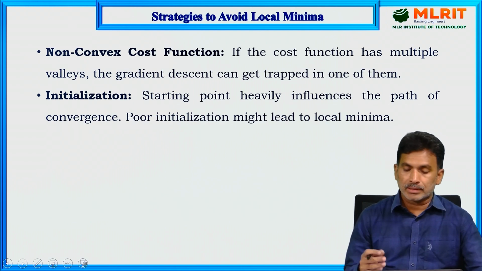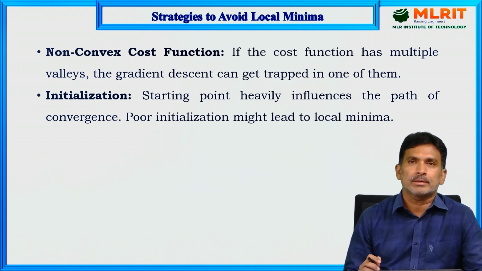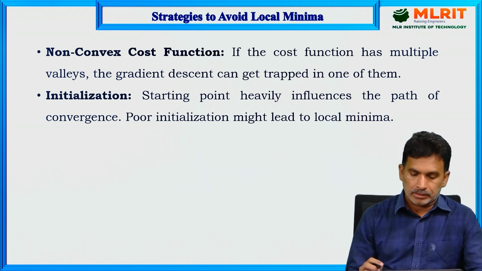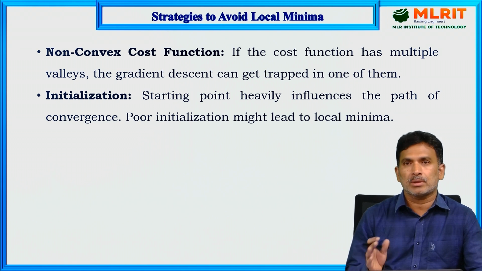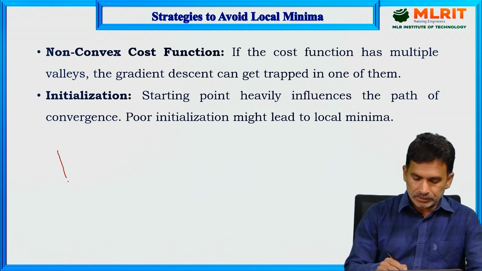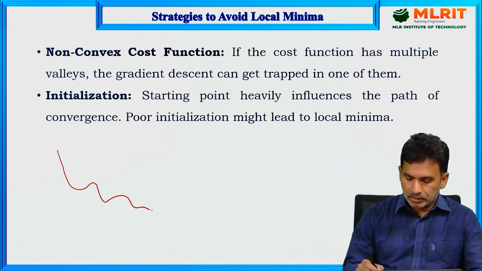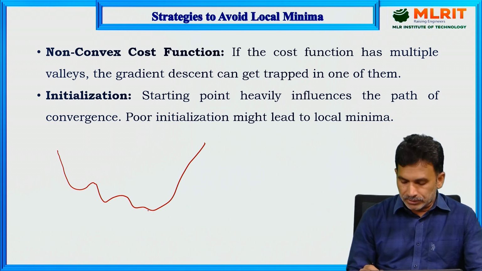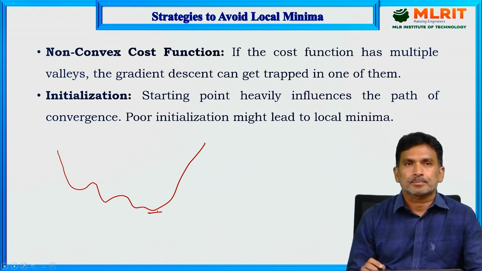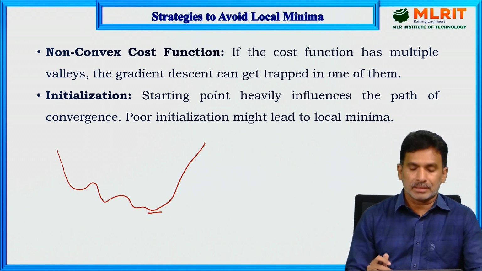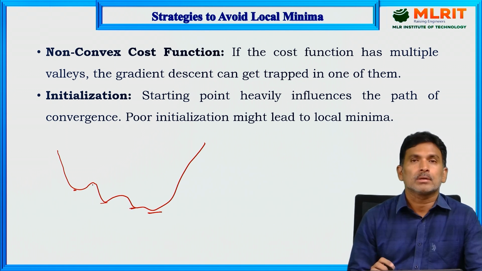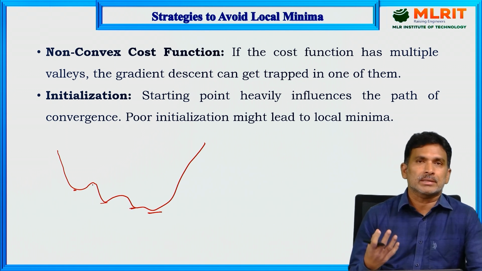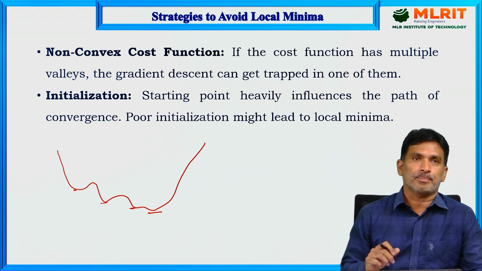And what are the strategies we need to follow to avoid the local minima? Like non-convex cost function: if the cost function has multiple values, the gradient descent can get trapped in any one of these local minima. So the cost function would get trapped in any one of them.